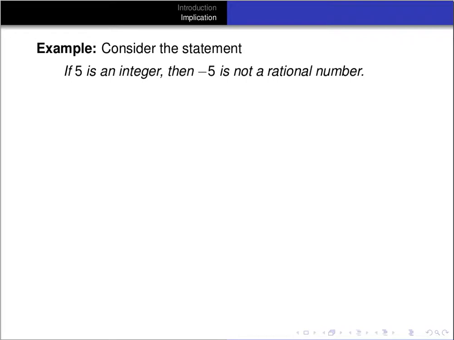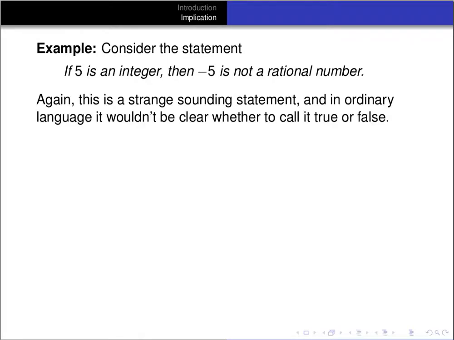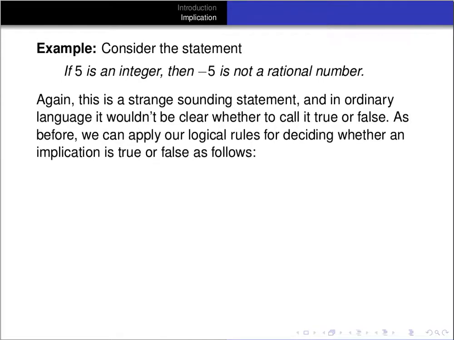Now let's consider the statement: if 5 is an integer, then negative 5 is not a rational number. Again, a strange sounding statement, and it might not be clear whether to call it true or false.